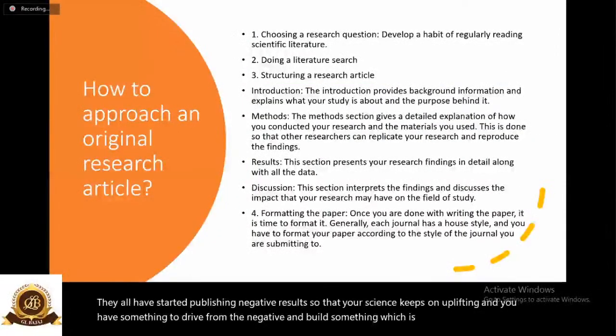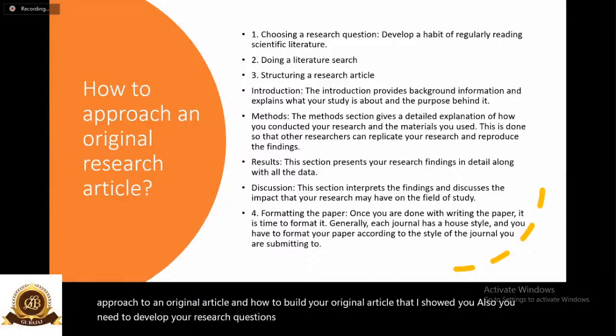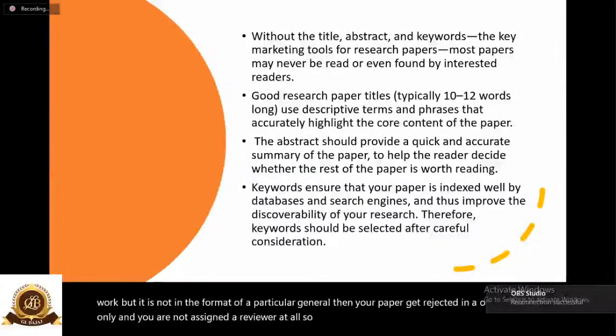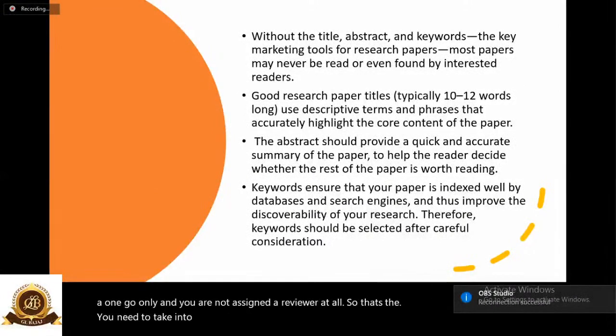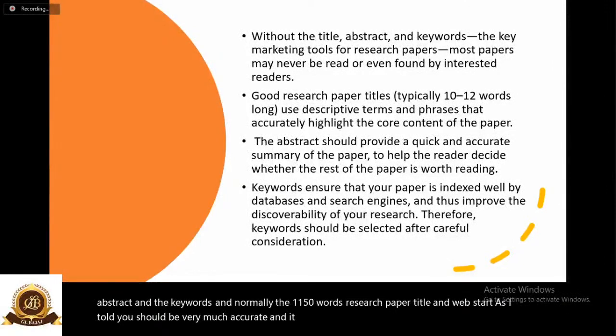Now, how to approach an original article and how to build your original article, I showed you also. You need to develop your research questions. Very important is doing the literature search, because that literature search will help specification. And a very important portion is the title, the abstract, and the keywords. Normally the research paper title should be 10 to 12 words, and the abstract, as I told you, should be very accurate, and it should overview the whole summary of your paper.